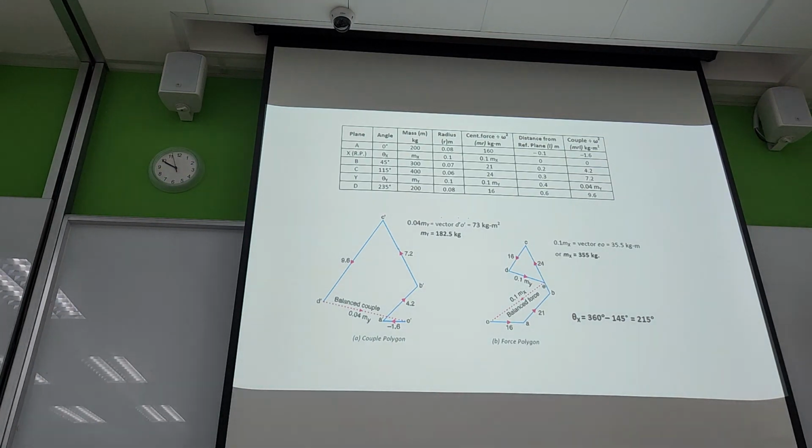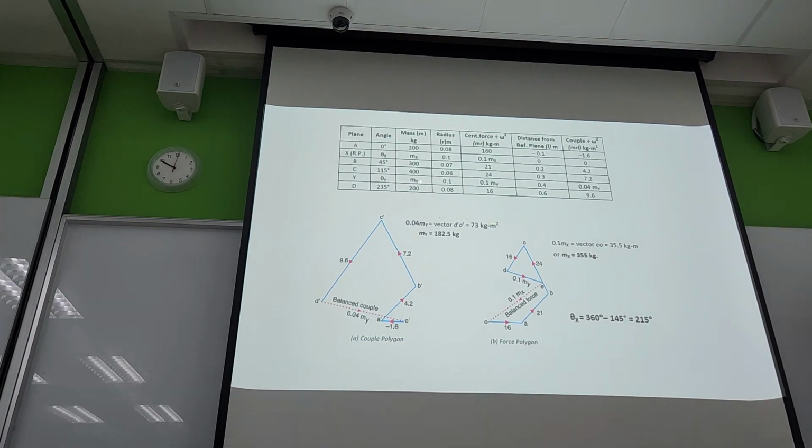Now you are plotting this 0.1 into My. You know My value already. How much is My? You are plotting 0.1 into 182.5, so 18.2 something. That value you are plotting here. After that, all the blue lines are done. Now try to complete the polygon.